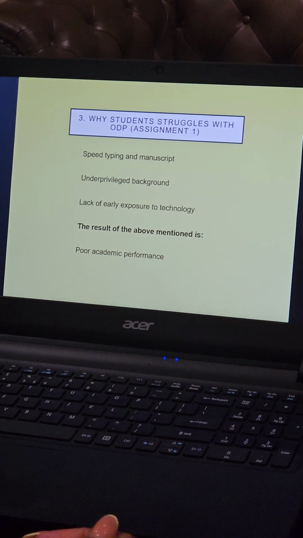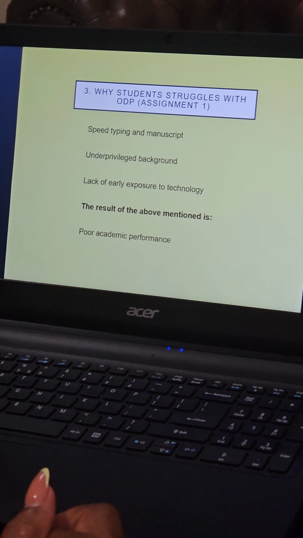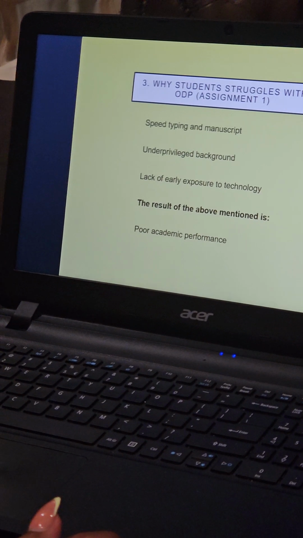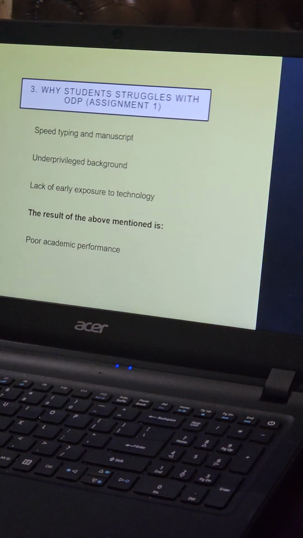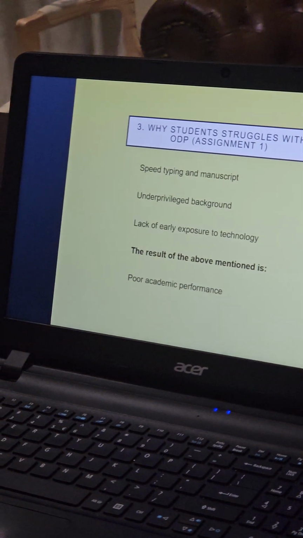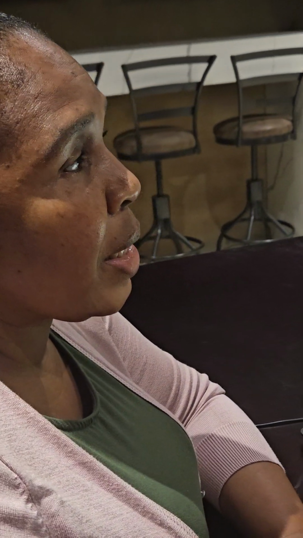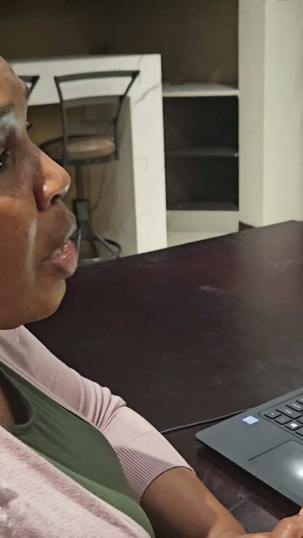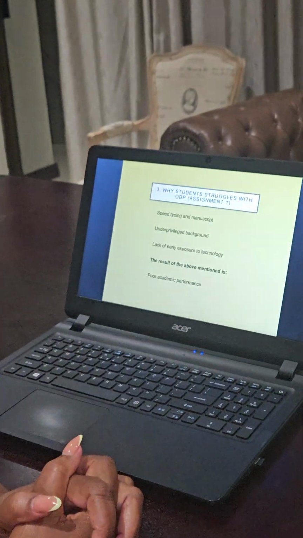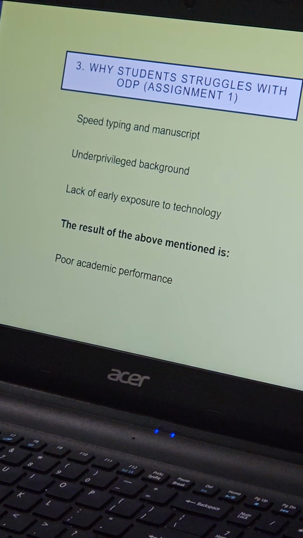On my slide 3, I am going to be looking now at the problems encountered in students failing ODP. We said, why are the students struggling with ODP? They are struggling with speed typing and manuscript. Manuscript is where students are supposed to be identifying codes within a sentence where they will be able to form words with those codes. So if students are unable to interpret those codes, they are not going to be able to understand what is written, and that will impact on their progress when they are supposed to write exams and tests or assessments in class.